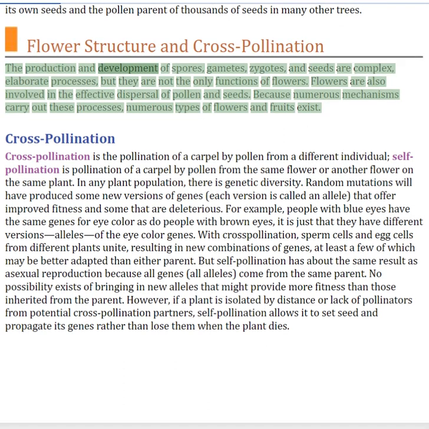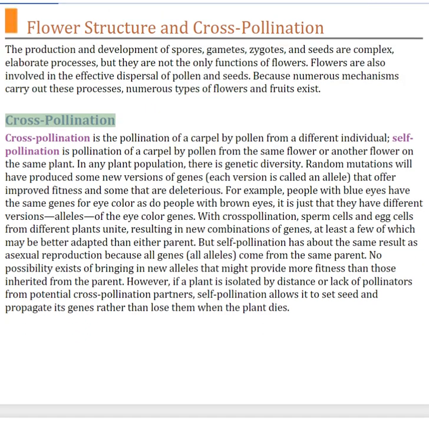Flower structure and cross-pollination. The production and development of spores, gametes, zygotes, and seeds are complex, elaborate processes, but they are not the only functions of flowers. Flowers are also involved in the effective dispersal of pollen and seeds. Because numerous mechanisms carry out these processes, numerous types of flowers and fruits exist. Cross-pollination.